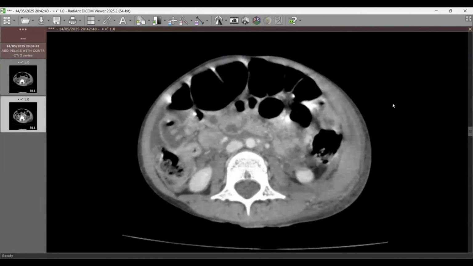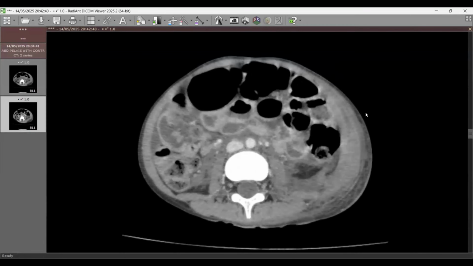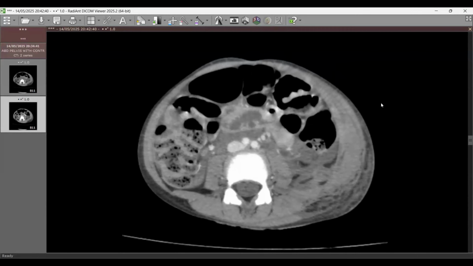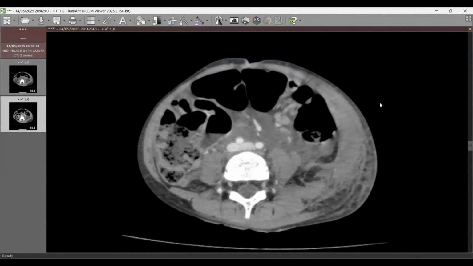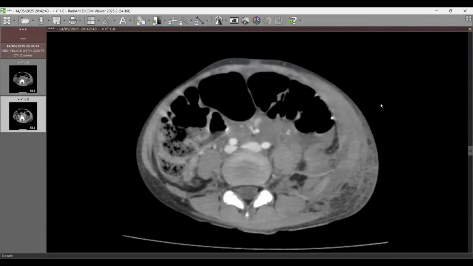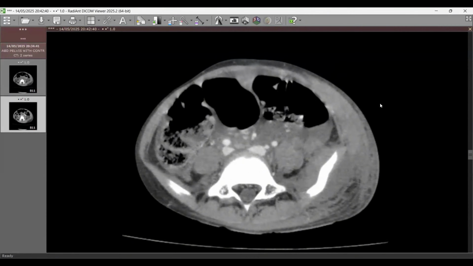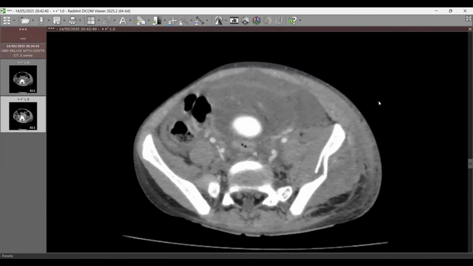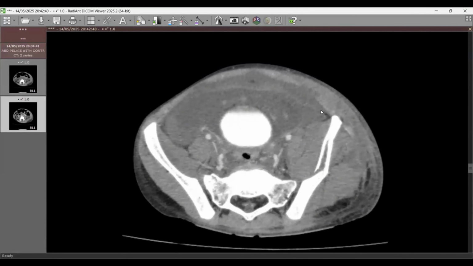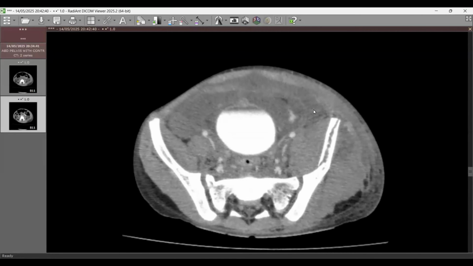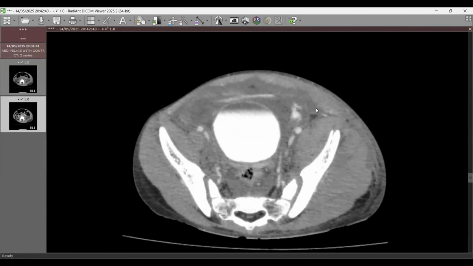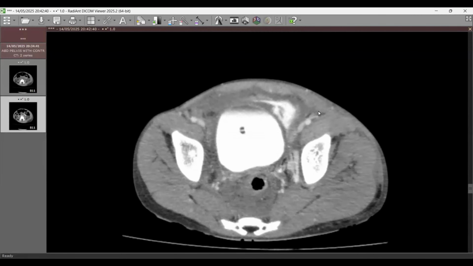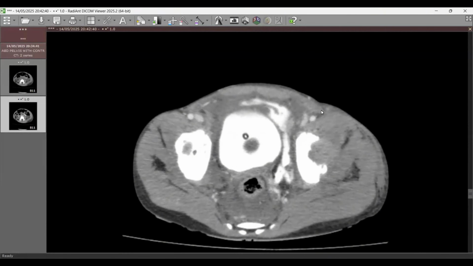Here I can see that a small amount of ascites is seen with misty fat stranding within the mesentery. There is also soft tissue thickening, which is increasing the mesenteric vessels. There is significant fat stranding and thickening involving the omentum. And there is also enhancement of the peritoneum seen at places.